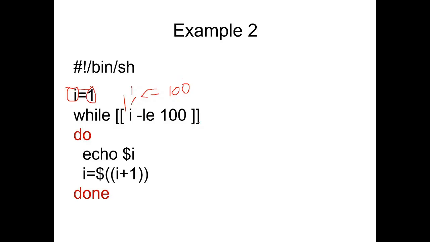Use your spaces. Don't forget that, otherwise it gives an error. So it is going to enter the loop and print the first value, that is 1. This is another way to increment the value of I. You can also write it this way: I is equal to $I plus 1. You can also increment in this way.